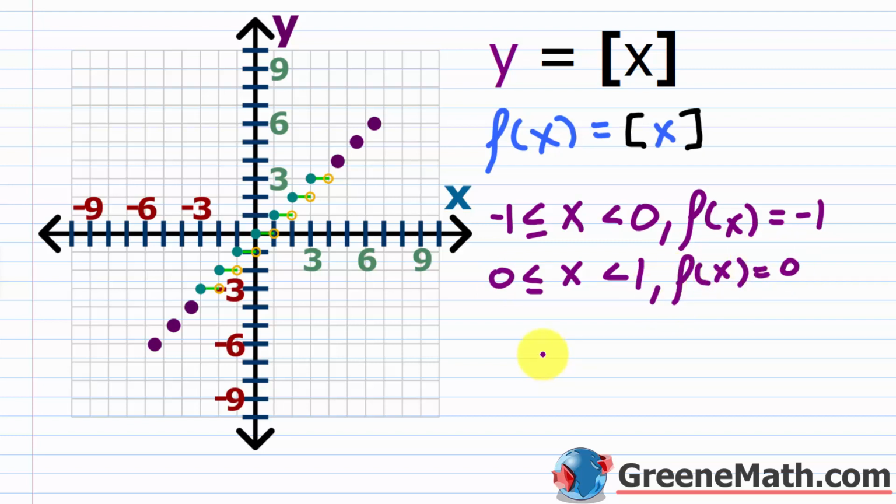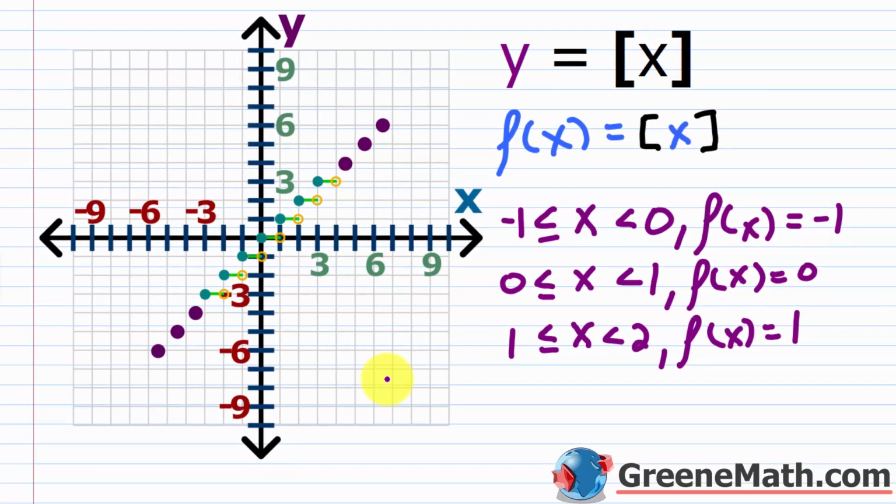And we can continue this pattern. So if x is greater than or equal to 1 and less than 2, again, it's going to round it down to 1. So f of x will equal 1. So let's think about this graphically now.